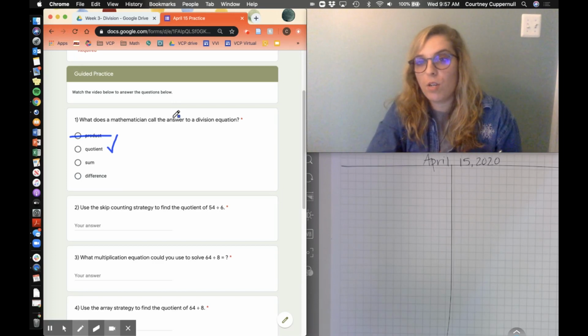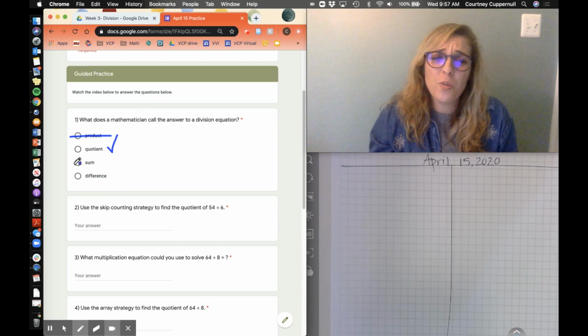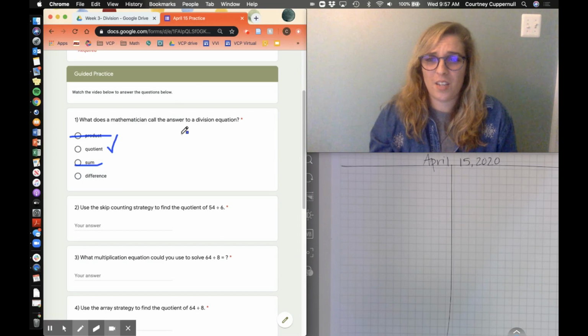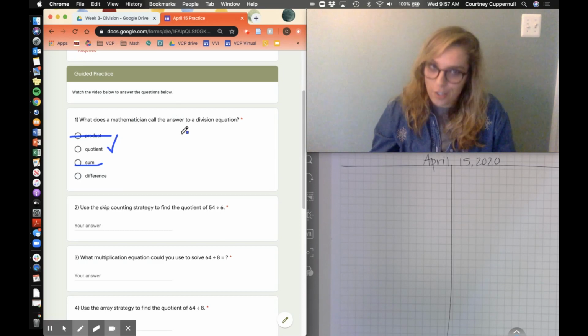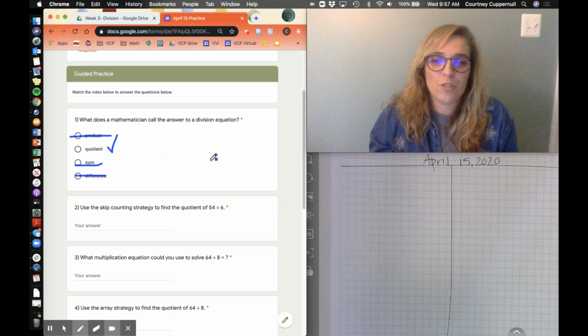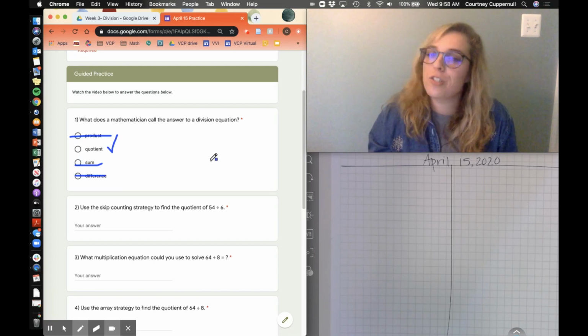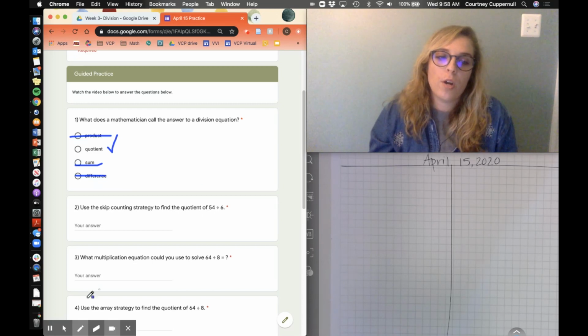I know it's not sum, because sum is the answer to an addition equation. Absolutely. And it's not difference, because difference is the answer to a subtraction equation. So that's not the right answer there. So our correct answer there was quotient.